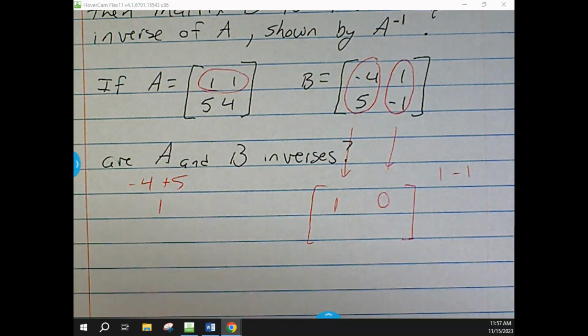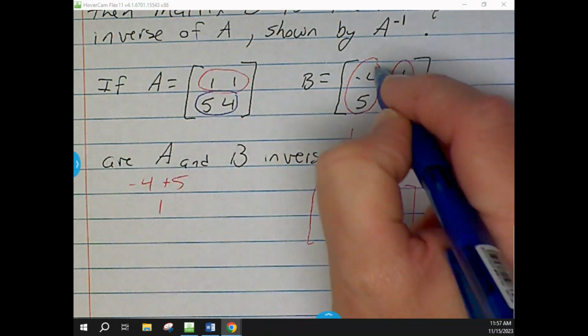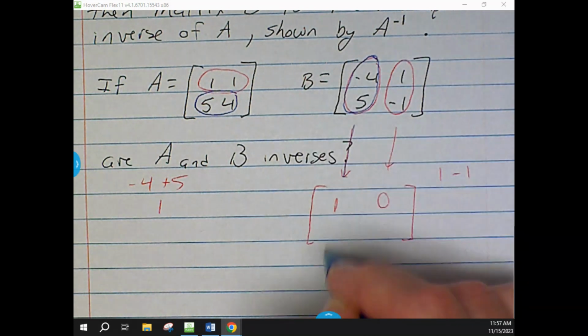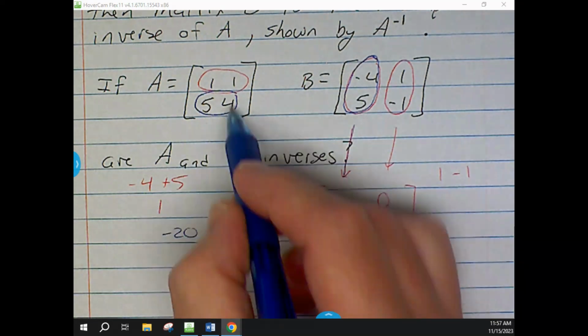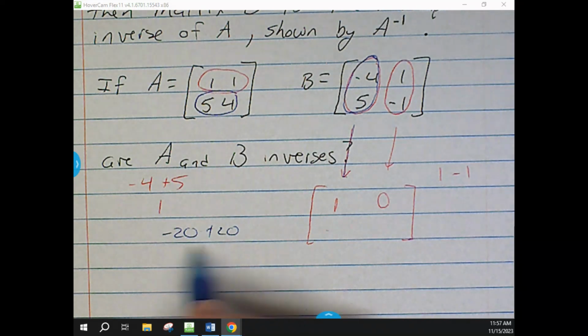Okay, and then second row. Again, if we multiply times this column, that answer is going to go down, but we're just going to put it down here. So we've got 5 times -4, which is -20. And then 4 times 5 is +20. So -20 plus 20 is 0.